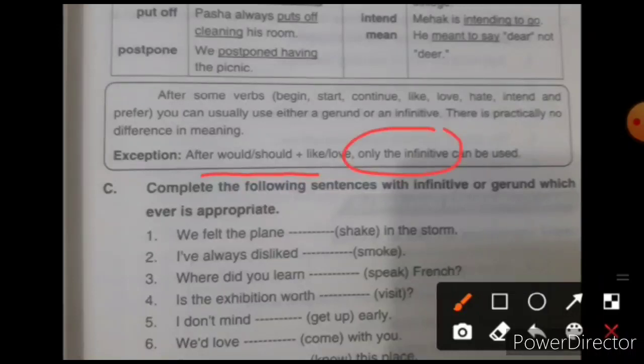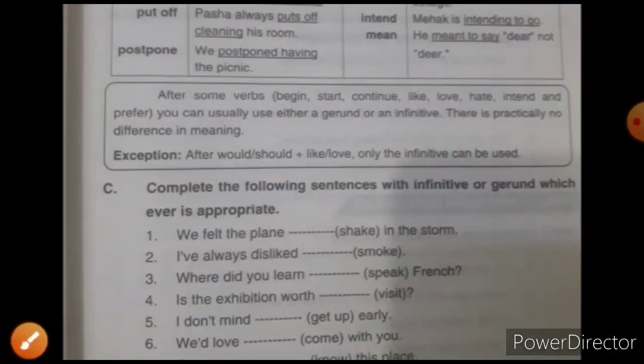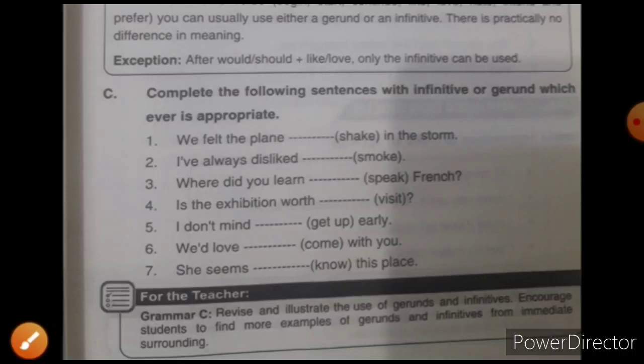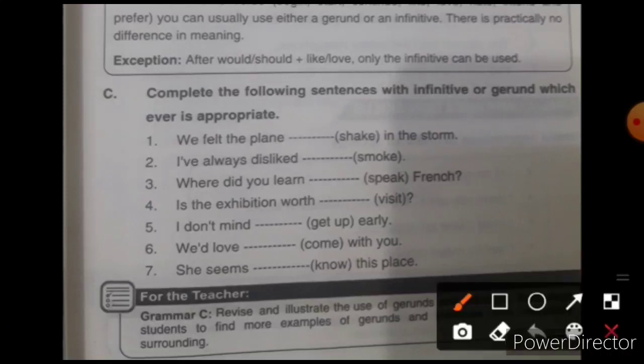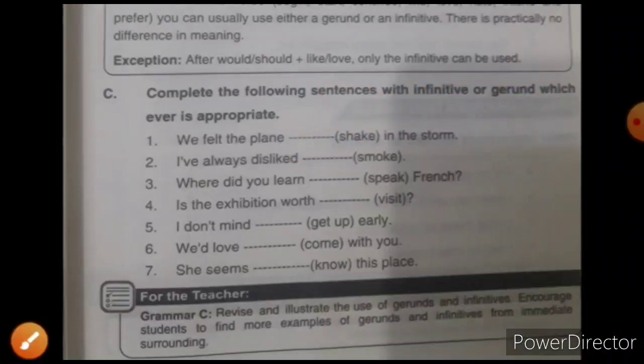Exercise C is, what do we have? We felt the plane dash in the storm. So what is the right answer over here? It's shaking. Okay, you're going to use the gerund over here. And why? Because it's an object. We felt the plane shaking, full stop. So over here gerund shaking can be used as an object. The next one is I have always disliked dash. Now what again you're going to use, gerund over here, and that is smoking.